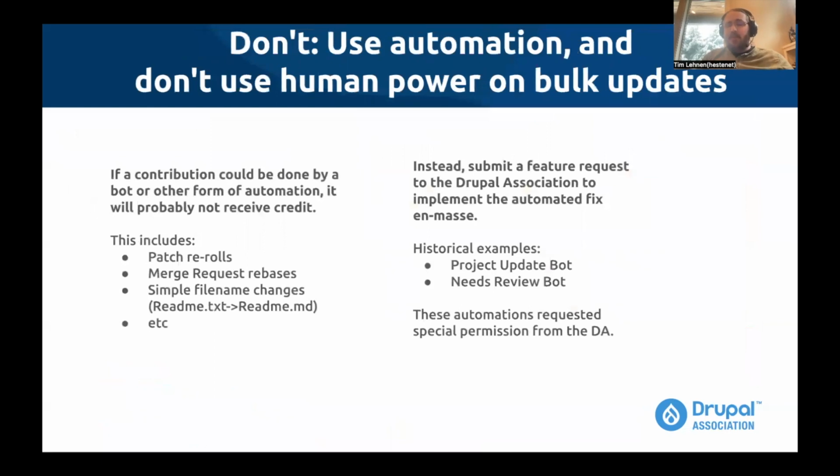Now here's a really important don't. Don't use automation, bots, bulk updates, these sorts of things. We don't want to use human power on things that a bot could do, that we could script. So if a contribution could be done by automation, it probably won't receive credit. So this will include patch rerolls, rebasing of merge requests, file name changes, a lot of things like that. And what you can do instead is submit a feature request to us at the DA, and we might be able to fix that in bulk. And if we do, you will get credited for that contribution. And we've done that a couple of times before.